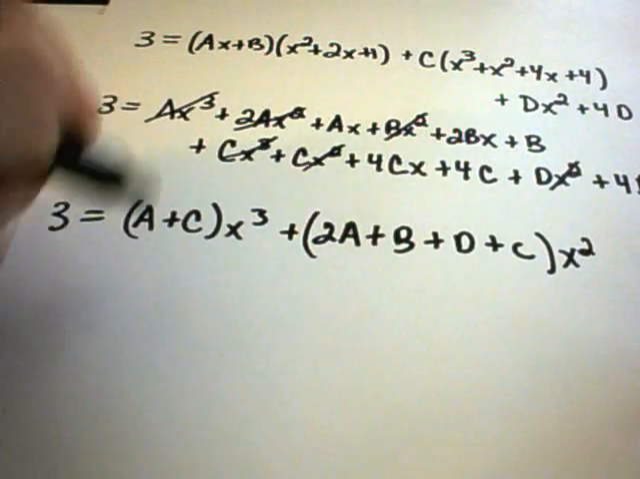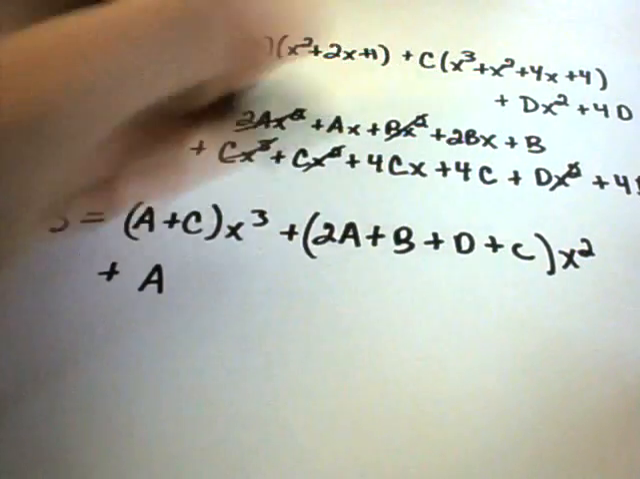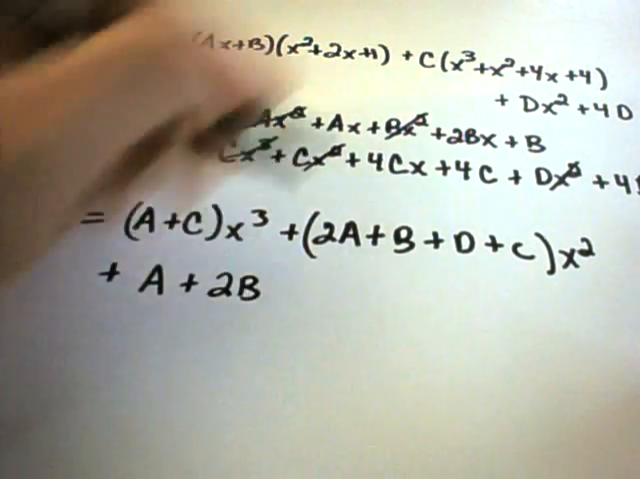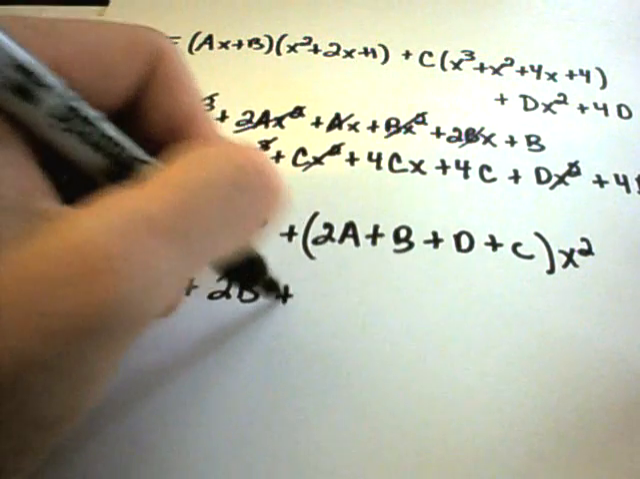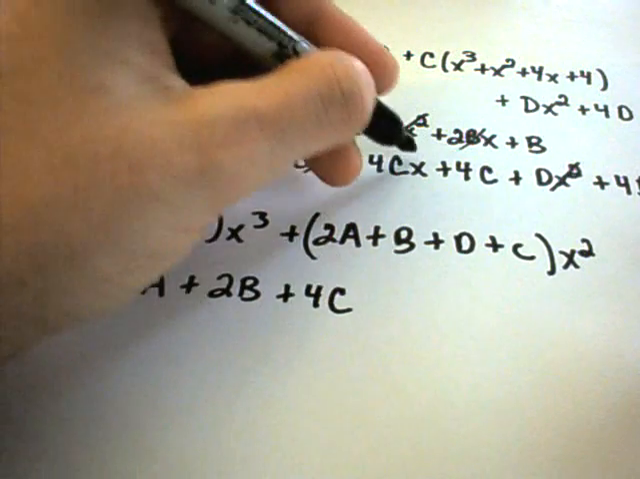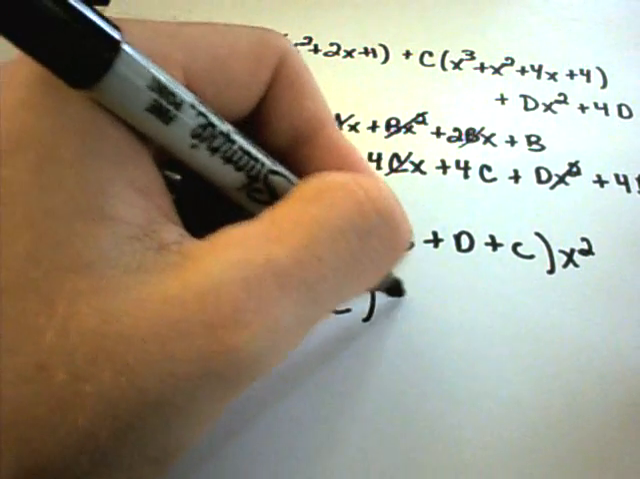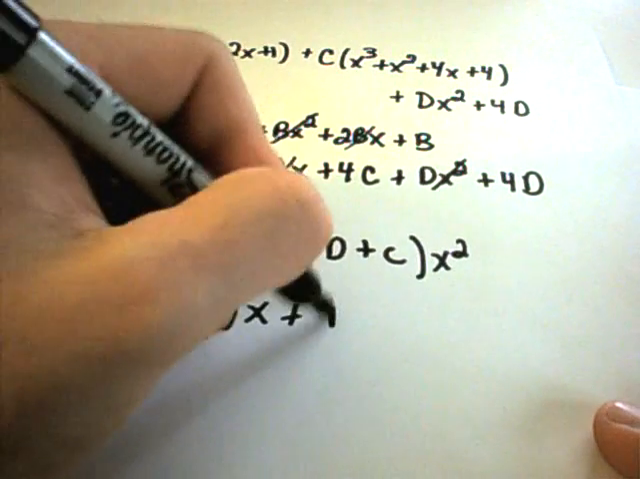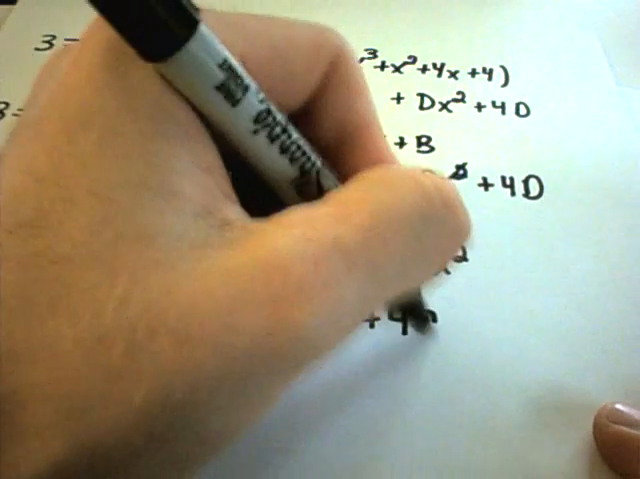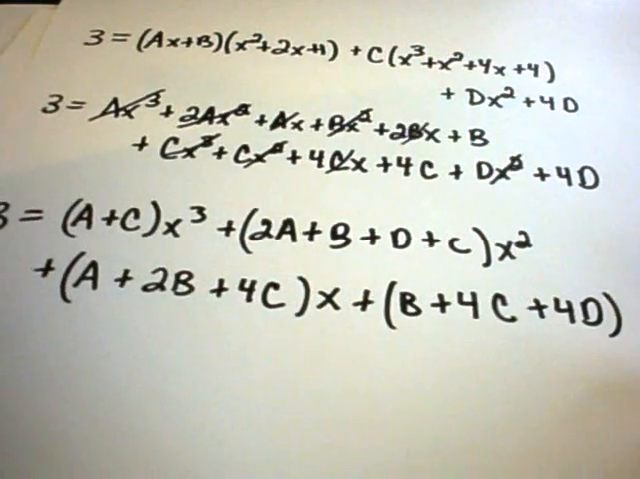Then I'm going to do my x terms next. So I'm going to put this underneath here. So there's an ax term. There's a 2bx term. There's a plus 4cx term. And that looks like it. And then my b plus 4c plus 4d are all my constant terms. Whew, so pretty tedious.